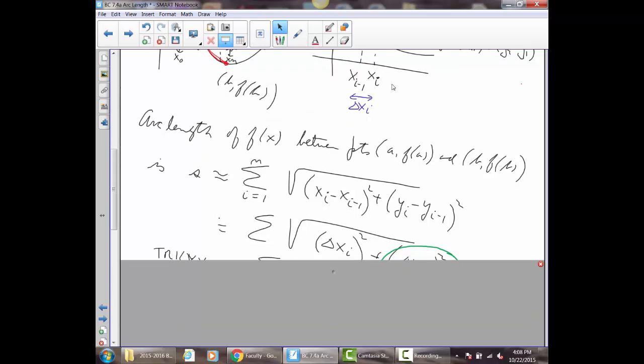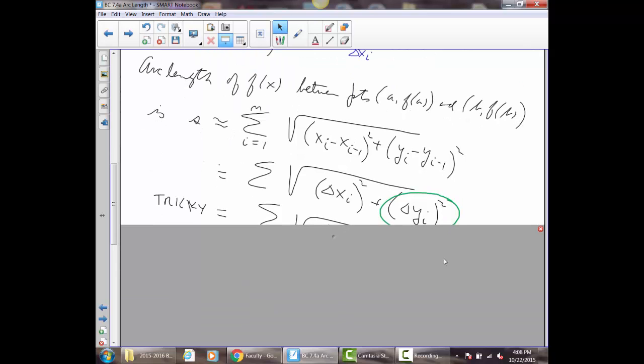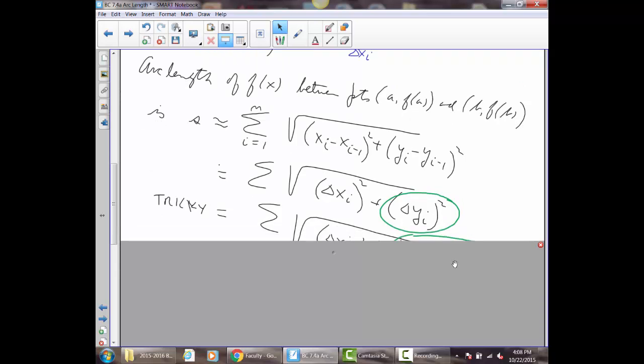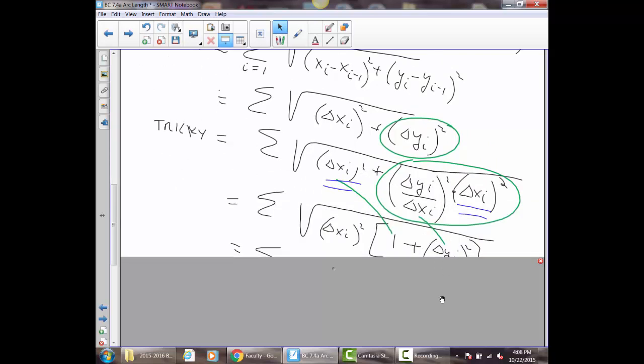Well, xi minus xi minus 1 is, of course, this quantity right here, delta xi. And yi minus yi minus 1 would be the change in y, which we would call delta yi. The next step is something you would never think of doing. They leave this piece alone, and they have this piece here, delta yi squared, but then they multiply top and bottom by delta xi squared. And here's delta xi squared because the square is on the outside.